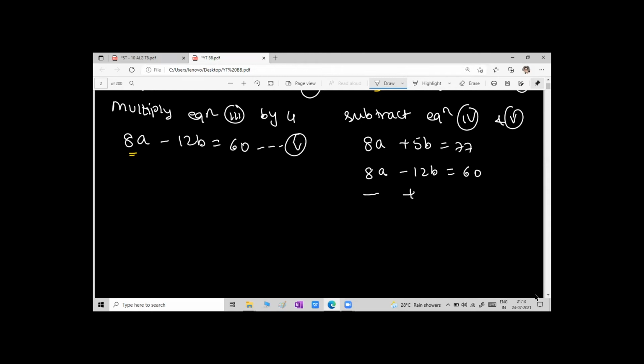Sign change will happen since we are doing subtraction. Guys, do not forget this basic. 17b is equal to 17. Therefore, what did I get? b is equal to 1.